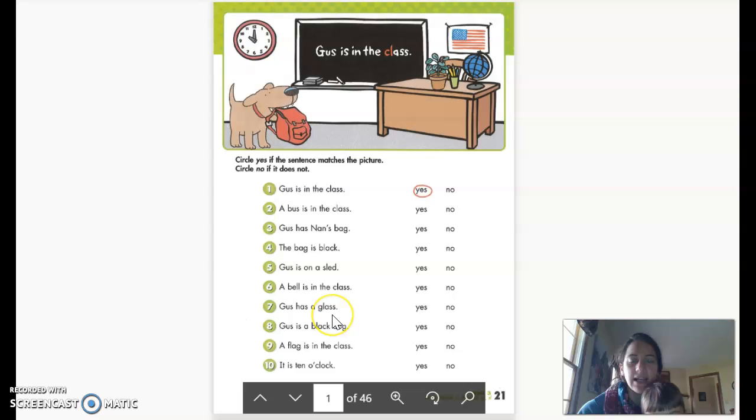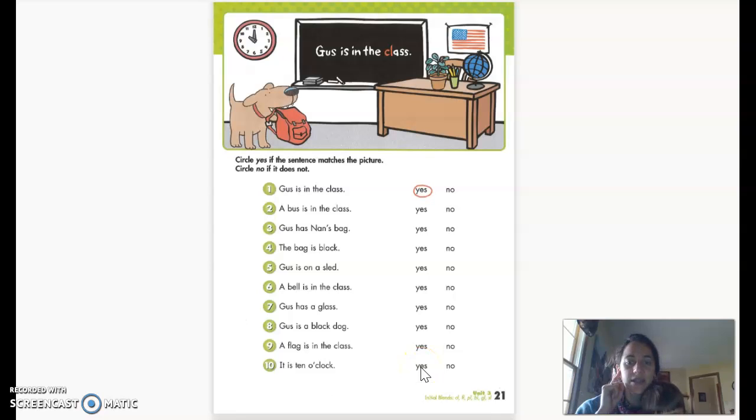Gus has a glass. No. Gus is a black dog. Is he black? No, he's brown. Yeah. No. A flag is in the class. Yes. It is 10 o'clock. Yes. Great job. Now you can hit pause and you can listen to the sentences again and you can say them with me. Great job.